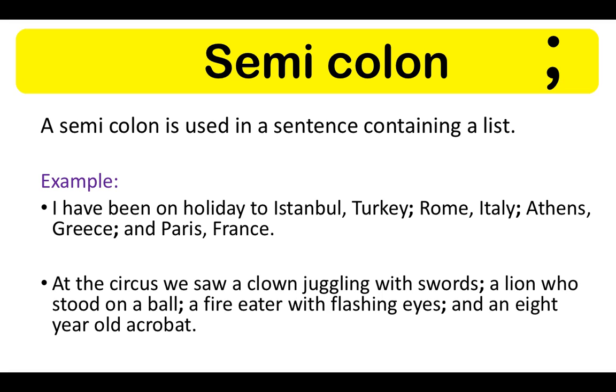So, when a semicolon is used in a sentence containing a list, generally the items in the list are long, or the list already contains internal punctuation, for example, commas. So in the first example, we have internal punctuation, commas, and in the second example, the list is very long. Each item has a long explanation.